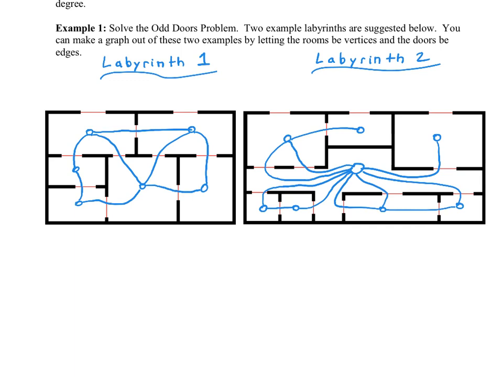So if we make an extra vertex that represents the outside and connect those doors as well, for both of these labyrinths, we now have a situation where we know that one of the vertices in this labyrinth must be of degree 2, and one of the vertices here must be of degree 3. That can help us solve the problem. I'll let you think about it for a moment, and then we'll write down the solution.